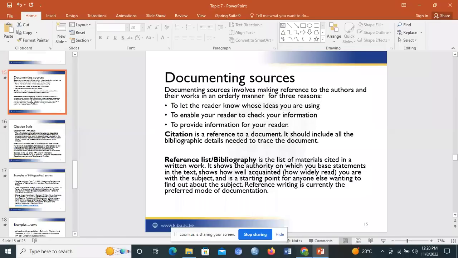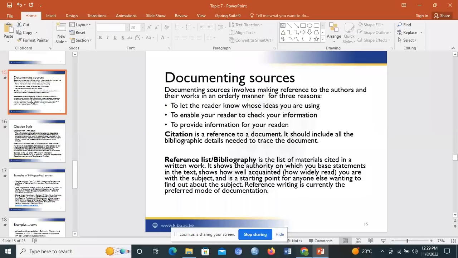So in the world of academics, we talk about documenting sources. And this is with the intention of avoiding something called plagiarism. We'll be talking about plagiarism later. But anytime you get material from someone else, they have put in hours of research, they have organized this material so that you can be able to see it. It is important for you to acknowledge the people who have written. And so documenting sources involves making reference to the author and their work.